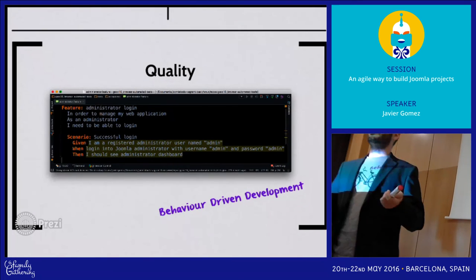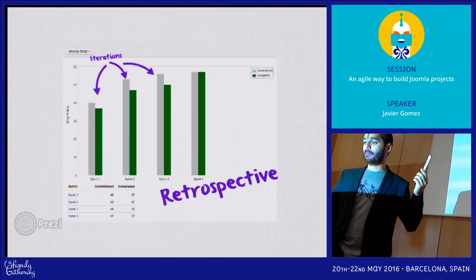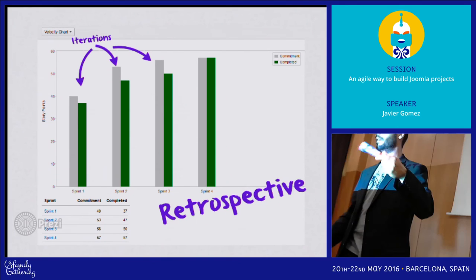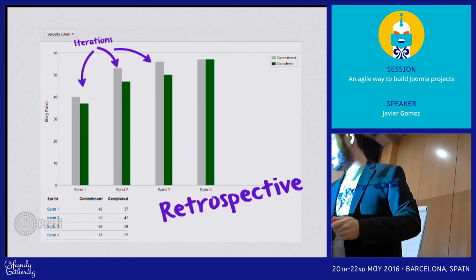So we got a retrospective, and we got value. Thanks to the retrospective, we improve altogether, and we will do better. We will probably be able to do more points next time.